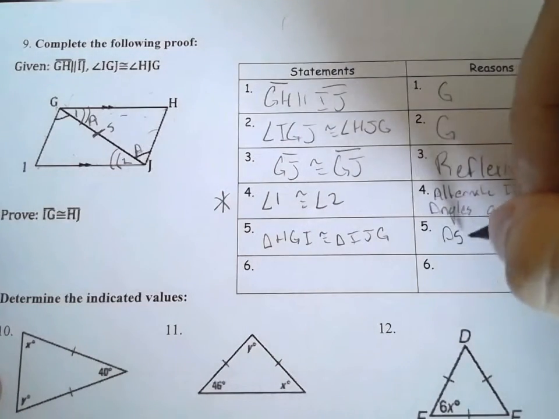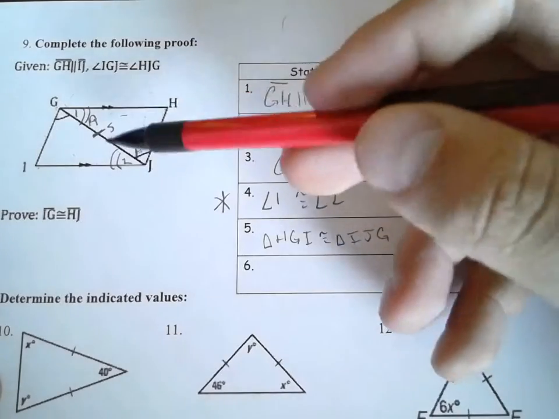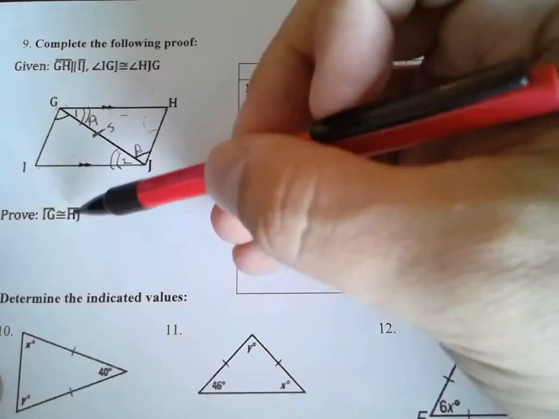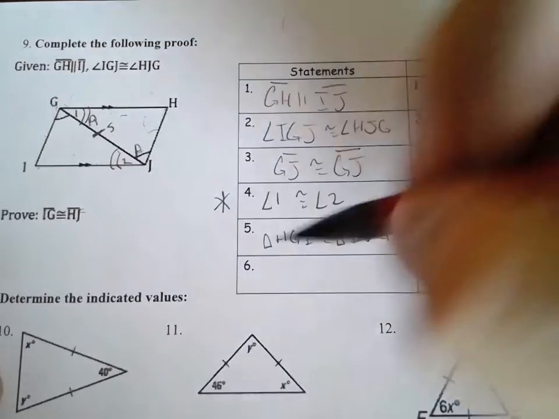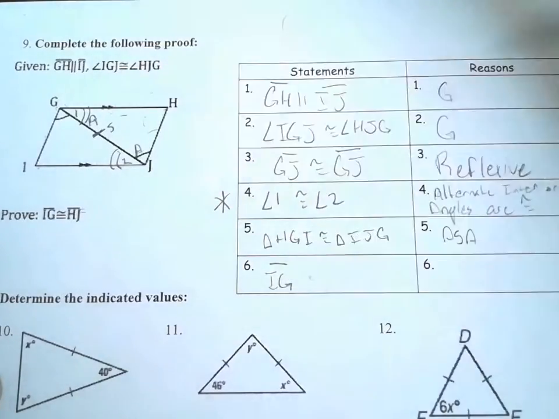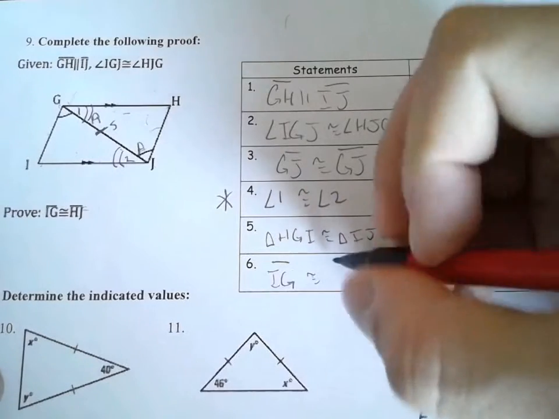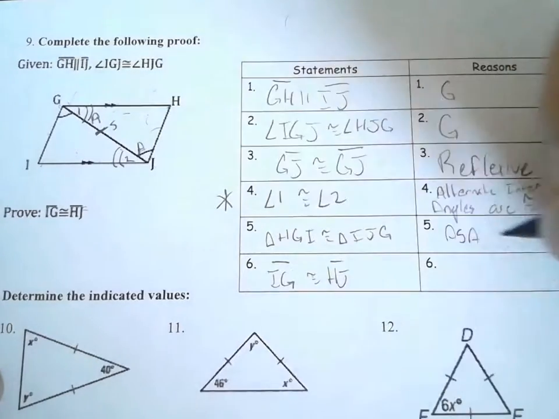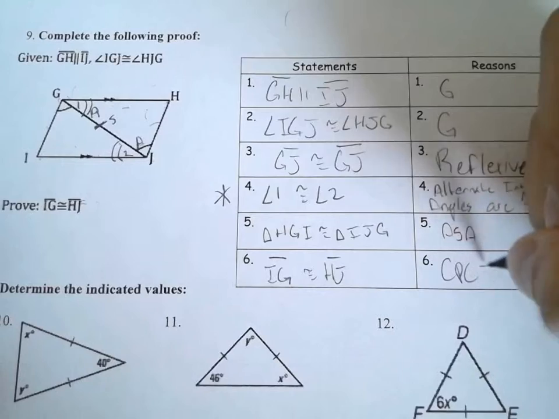And this is going to be by angle side angle. You prove the triangles congruent, and therefore you prove all of the pieces congruent. So now I can say IG, by the way, you could have written this part from the beginning, is congruent to HJ by CPCTC.